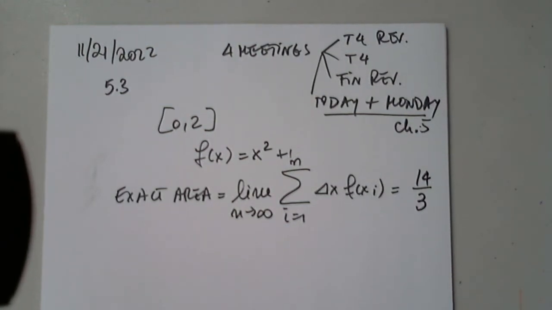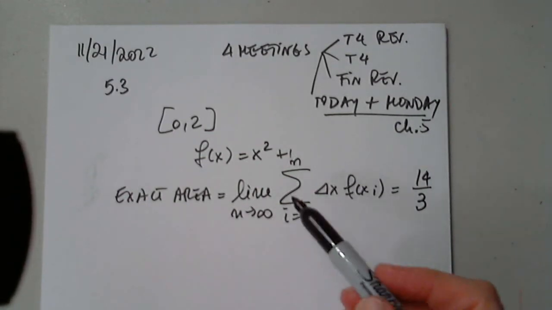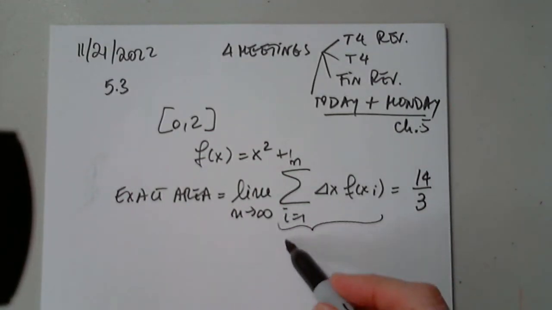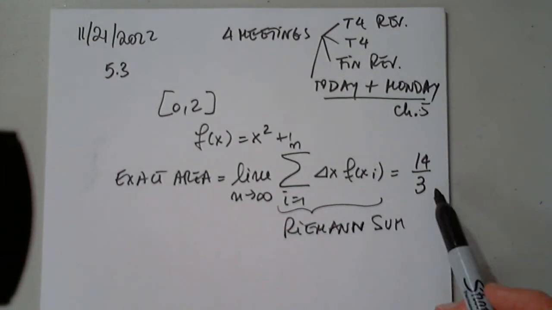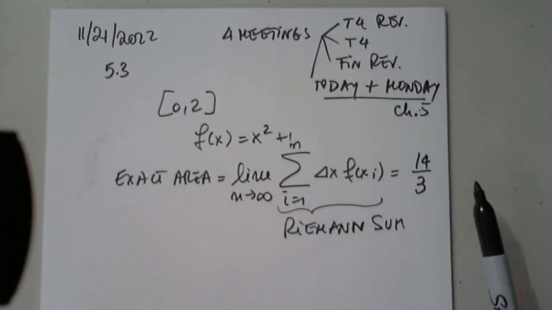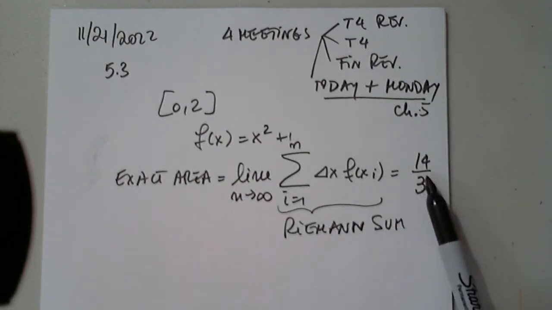It took us a while because it was the first example and I needed to explain. But we used the limit of the Riemann sum, and we determined that exactly. We had the leftmost point and rightmost point and the midpoint, other numbers. And 14/3 is the exact.